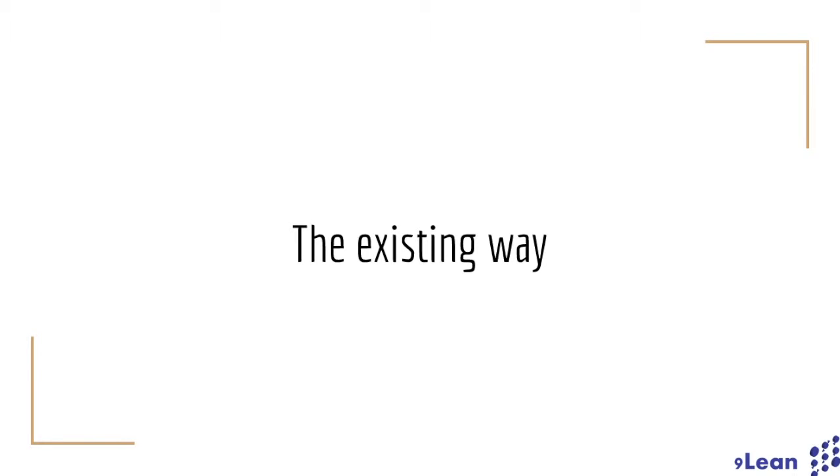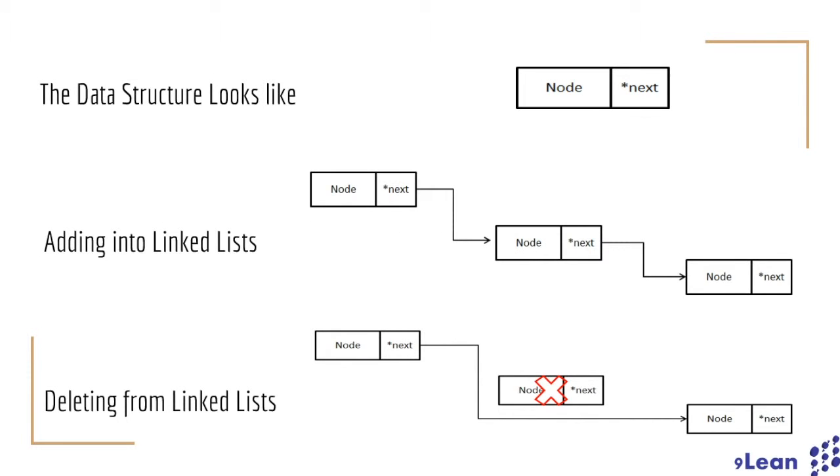So before going further, I just wanted to walk you through the existing way of writing the code. The data structure looks like this. We always create a node, whatever it contains, and a next pointer, and we add the item into the linked list by assigning the next pointer to the next node, and so on. If you want to delete something from the linked list, you just remove the node and point the pointer to the further node.